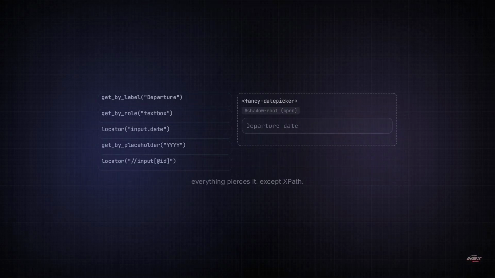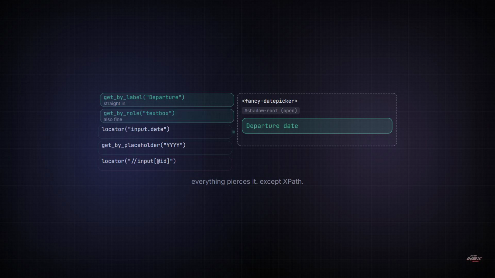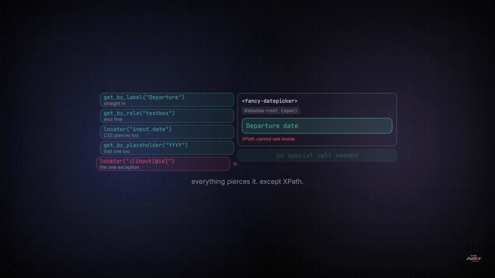In Playwright though, getBy label just walks in. So does getBy role. Plain CSS, same story. Every locator you already know pierces an open shadow root, for free, without anybody asking it to. One exception, mind. XPath genuinely cannot see inside. It's the only tool in the box that can't.